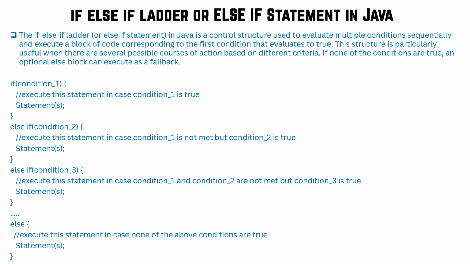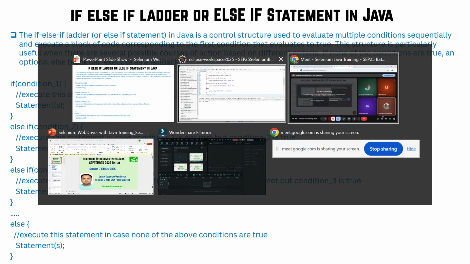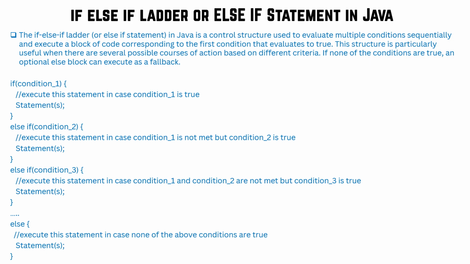So these are the four conditional statements we have learned so far: if else, nested if else, and if else if ladder statement in Java. Any questions? I will take a pause. Okay, all good everyone? Any doubt?